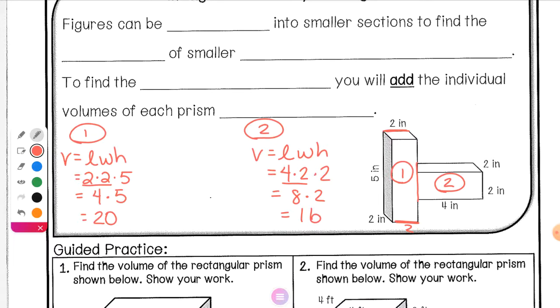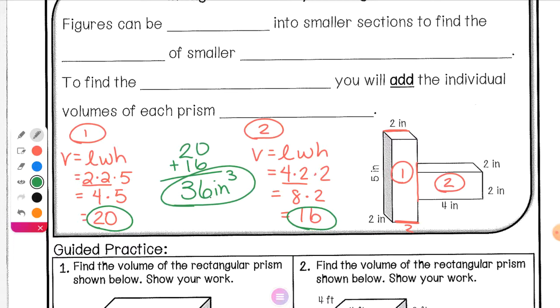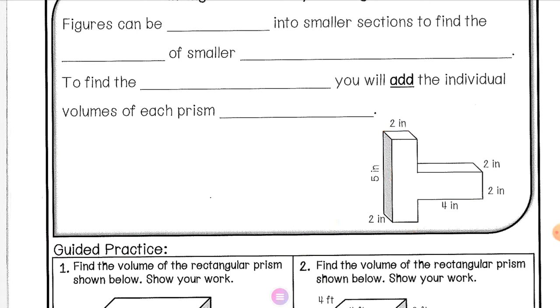Am I done? No, because it's asking volume of that weird T shape. We know the volume of part of it and the other part of it. So Lily, how do I get my answer? I'm going to add my two answers together. So 20 plus 16 is 36. What is my label? Cubic inches. Yep, inches cubed. Again, it's easier than surface area. Let's go down to the guided practice.